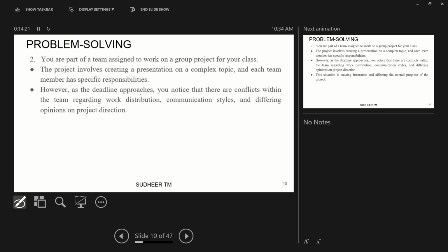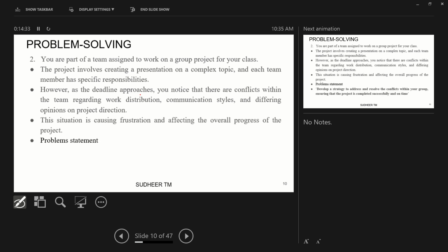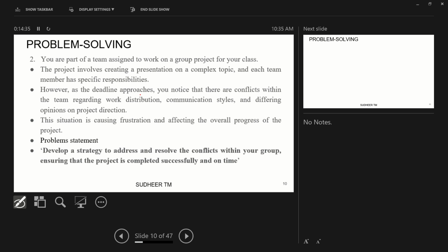As the deadline approaches, you notice that there are conflicts within the team regarding work distribution, communication styles, and differing opinions on project direction. The situation is causing frustration. So the problem statement for you as an engineer is to develop a strategy that addresses and resolves the conflicts within your group and between your groups, ensuring the project is completed successfully on time.